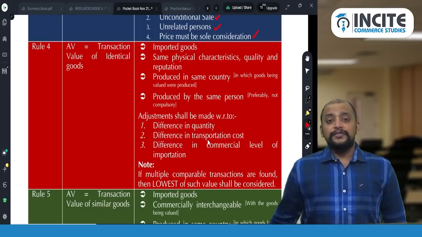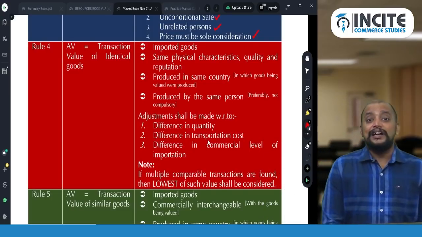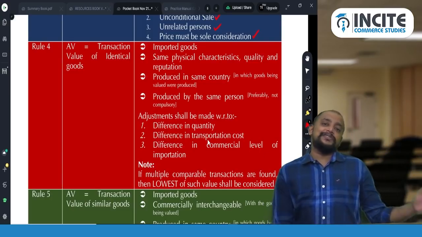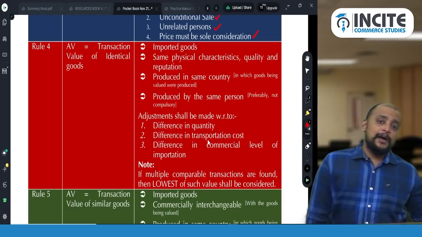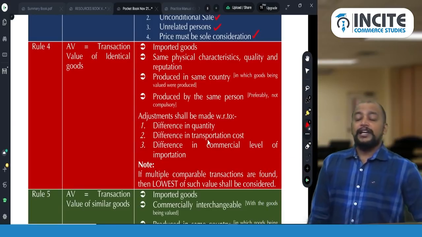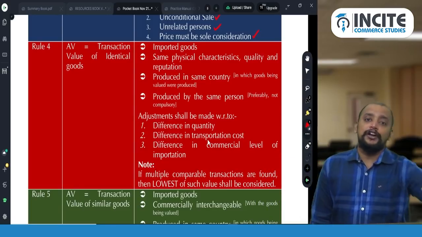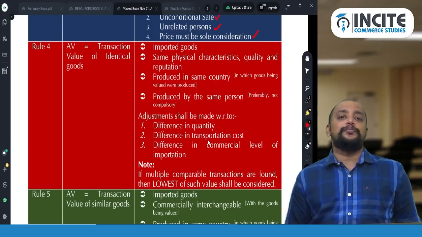So like that. Physical characteristics should also be the same. I am importing a washing machine with a steel drum, so the comparable should also be a steel drum, not a plastic drum. I am importing 6.5 kg, the comparable should also be 6.5 kg. I am importing top door, the comparable should also be top door, not front door. So, same physical characteristics, quality and reputation.